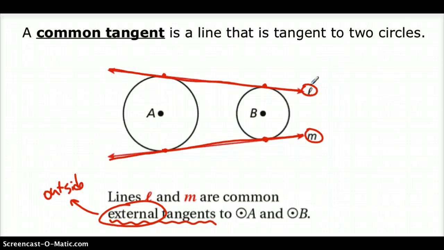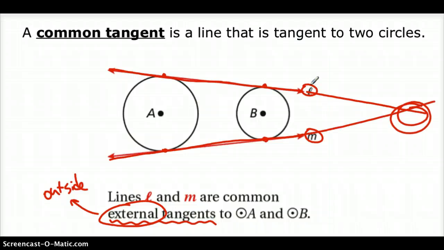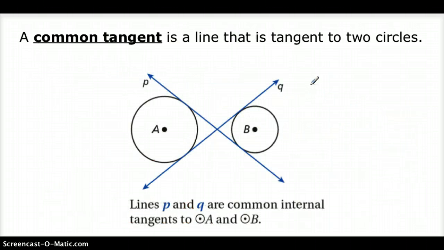So what this is going to mean is that these particular tangents, eventually they're going to cross somewhere over here, right? So if we were to extend line L and line M, eventually they're going to cross right here, right? And that point of intersection is outside of those two circles, right? It's not inside, which would be right here, okay? And now, obviously, that's going to bring us to a different type of tangents, right?